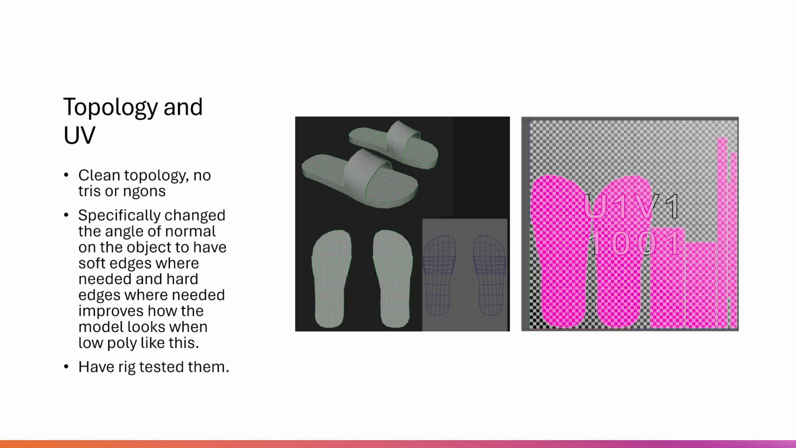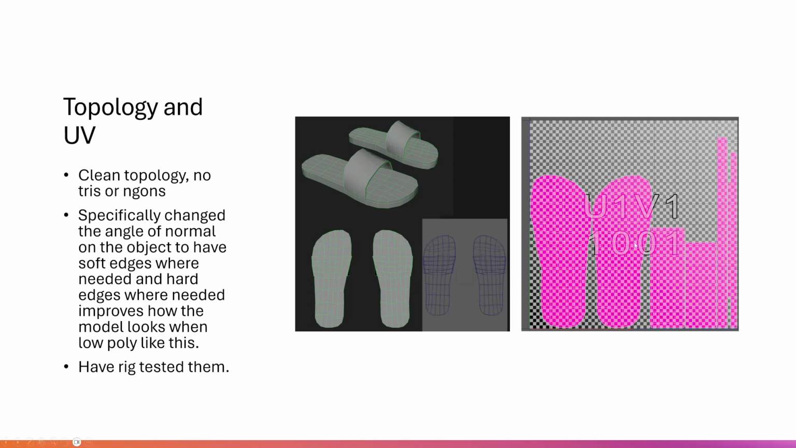The topology, this is the topology and UV of the sandals or the slides. So I've got no ngons. I've really honed in on, I changed the vertex angle. So what we've got here is we've got really smooth vertexes here and then sharp on the edges where there needs to be. I was having some shader issues with the normals when I was just sort of using them as they were. So what I did is I focused on that and I learned that as a new skill to be able to get the final outcome of the model that I wanted.